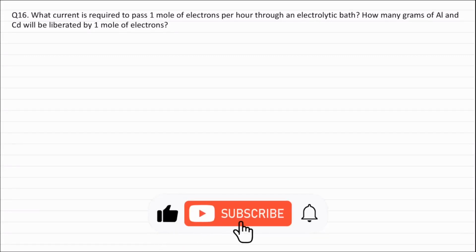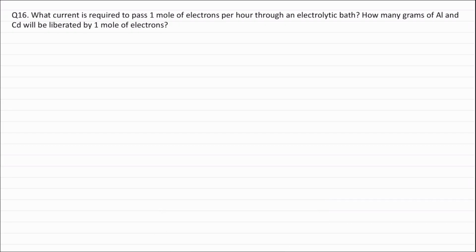Question 16. What current is required to pass 1 mole of electrons per hour through an electrolytic bath? How many grams of aluminium and cadmium will be liberated by 1 mole of electrons? Charge carried by one electron will be equal to 1.6 into 10 to the power minus 19 coulombs. Now current is equal to charge divided by time. Charge carried by 1 mole of electrons will be 1.6 into 10 to the power minus 19 multiplied by Avogadro's number, because 1 mole of electrons is equal to Avogadro number of electrons.